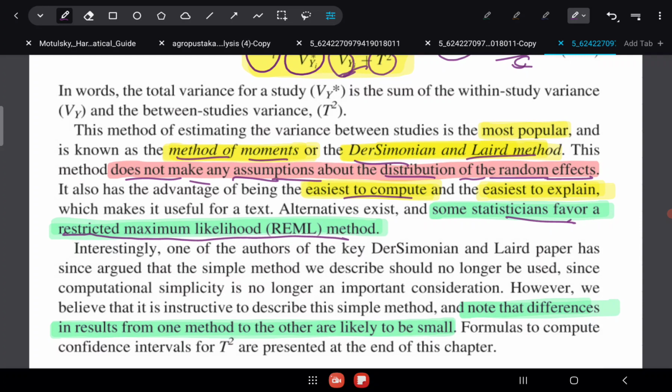This method is actually a little bit computationally more difficult. This is why the DerSimonian and Laird method has been described here. But remember, the differences are likely to be small. And because computational difficulties are no longer there, if you use some software to compute this T square, then you should prefer the restricted maximum likelihood method. However, the differences are likely to be small.